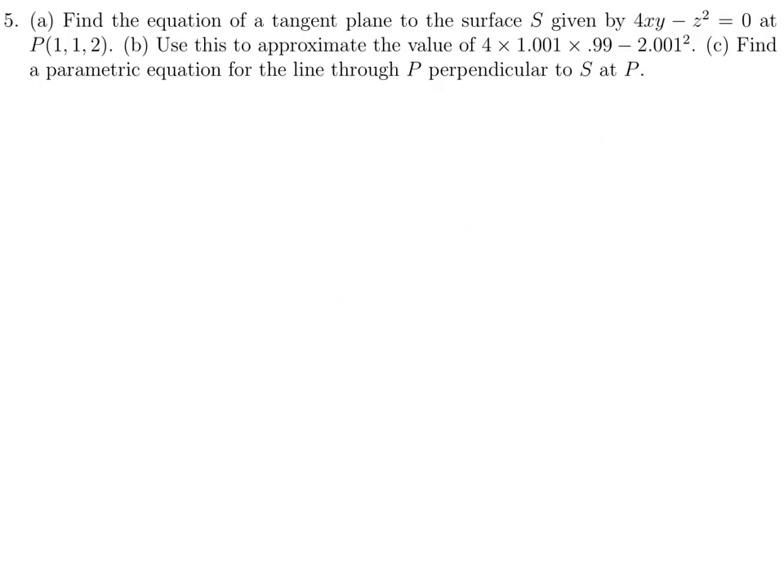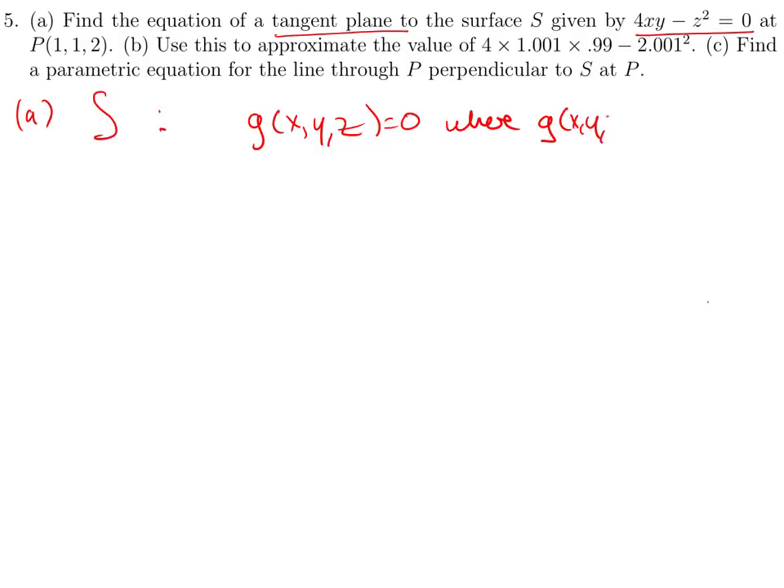Okay, so in this question, there's 3 parts. We're asked to do a bunch of things. In the first part, we're asked to find the equation of a tangent plane to a surface that's given as a level set of some function. So in part A, the surface S is given as a level set of g of x, y, z equals 0, where g is the function 4xy minus z squared.